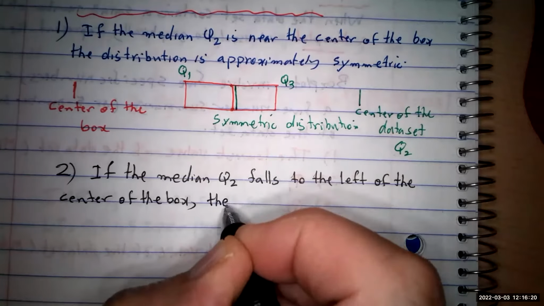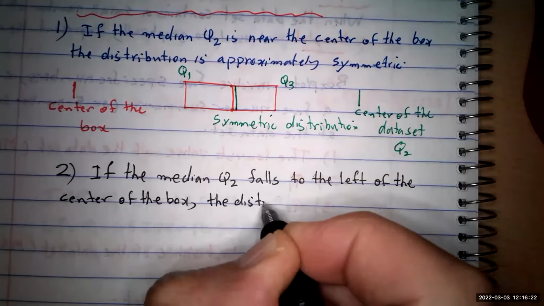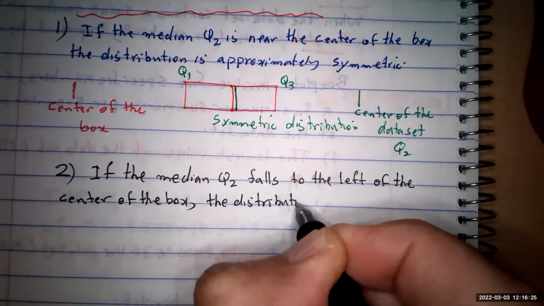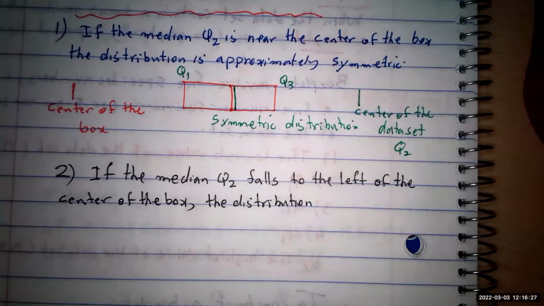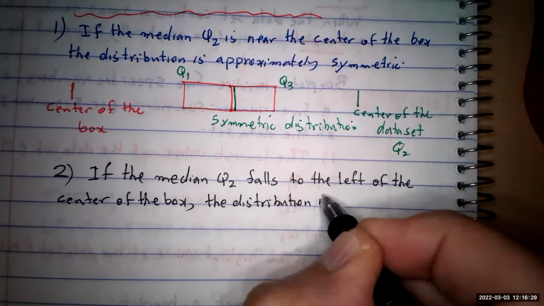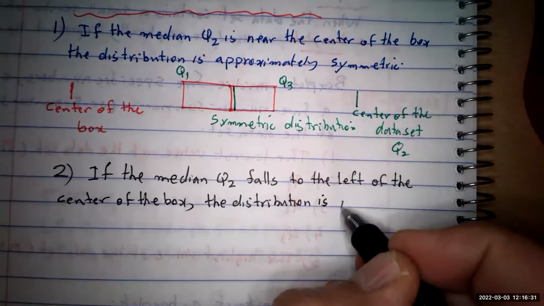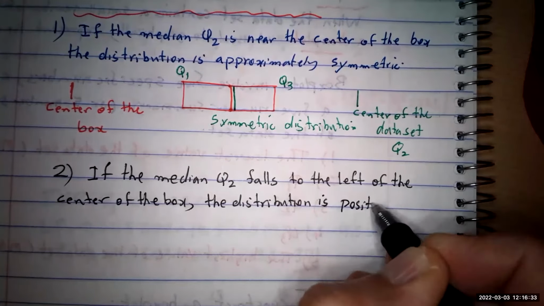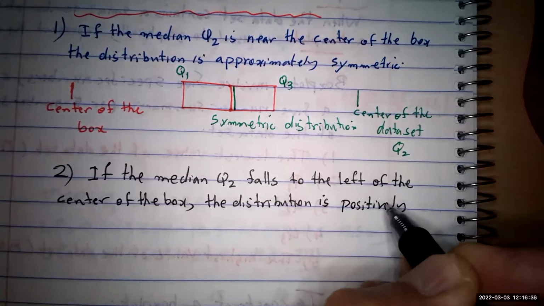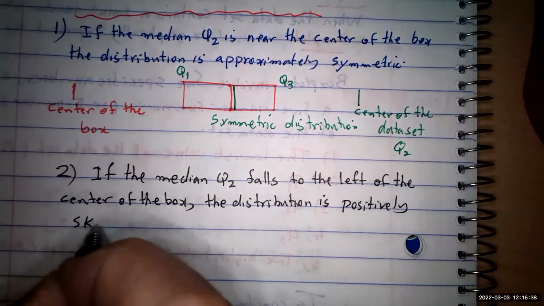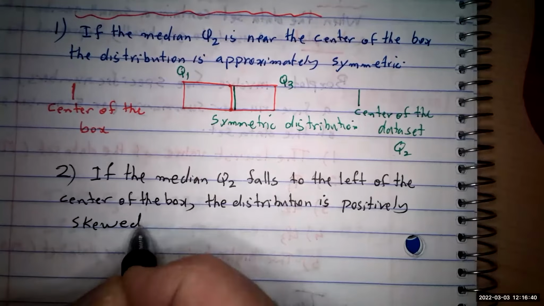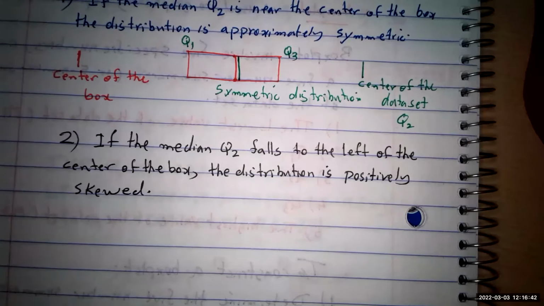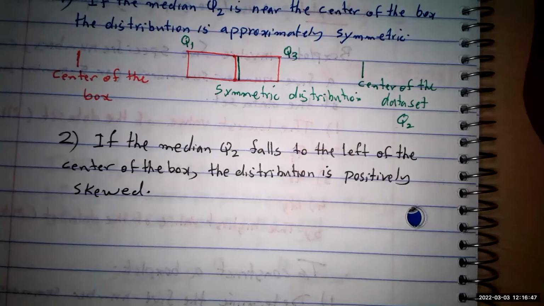The distribution is positively skewed. You get a shifting to the left, it's like a function. Shifting to the left is towards the negative one, but it's going to be called positively skewed.